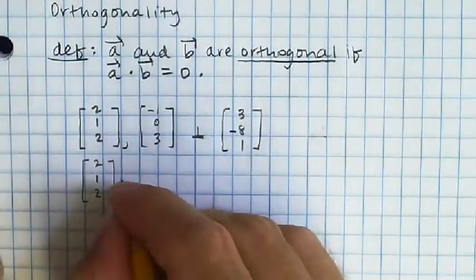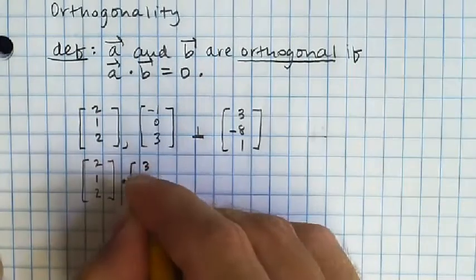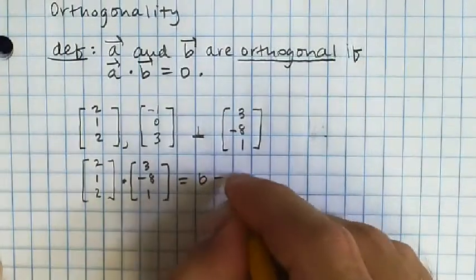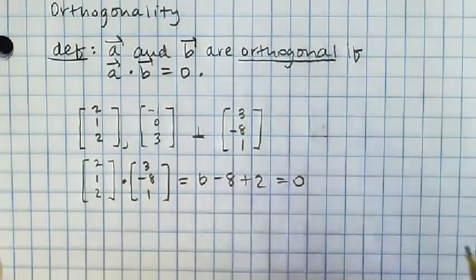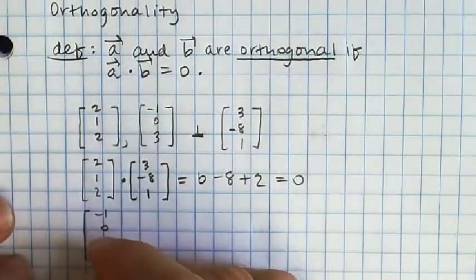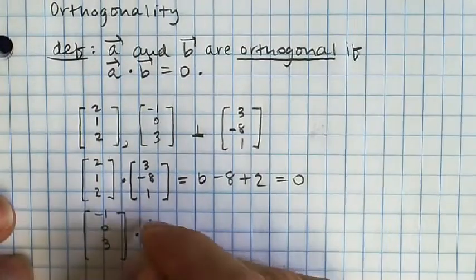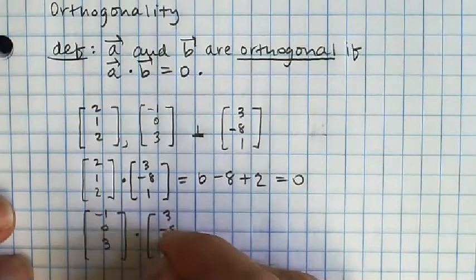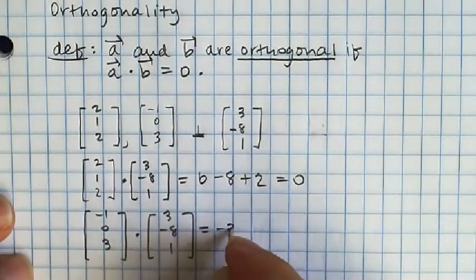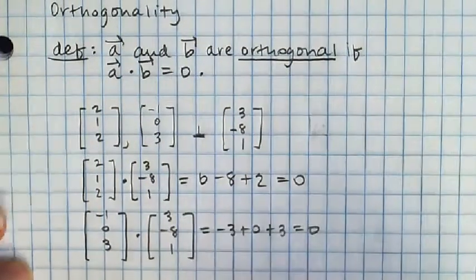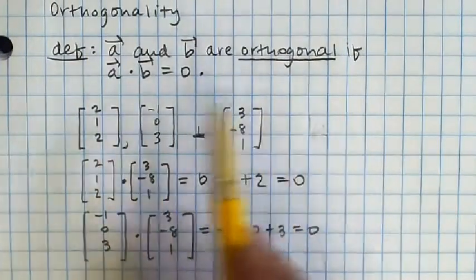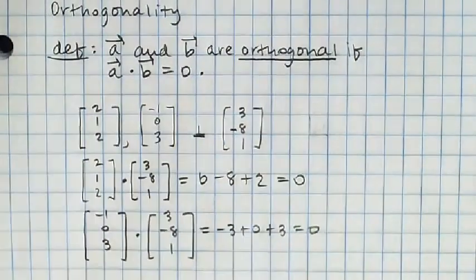Okay, so 2, 1, 2 dotted with 3, negative 8, 1. And that's going to be 6 minus 8 plus 2, which is 0. Okay, that's good. And then negative 1, 0, 3, dotted with 3, negative 8, 1. And you can see that 0 is looking pretty promising because I got negative 3 and positive 3. Negative 3 plus 0 plus 3 equals 0. Okay, so it's true. The cross product is going to give us a thing back that if we dot it with any of the originals, we'll get 0, which means it's orthogonal.